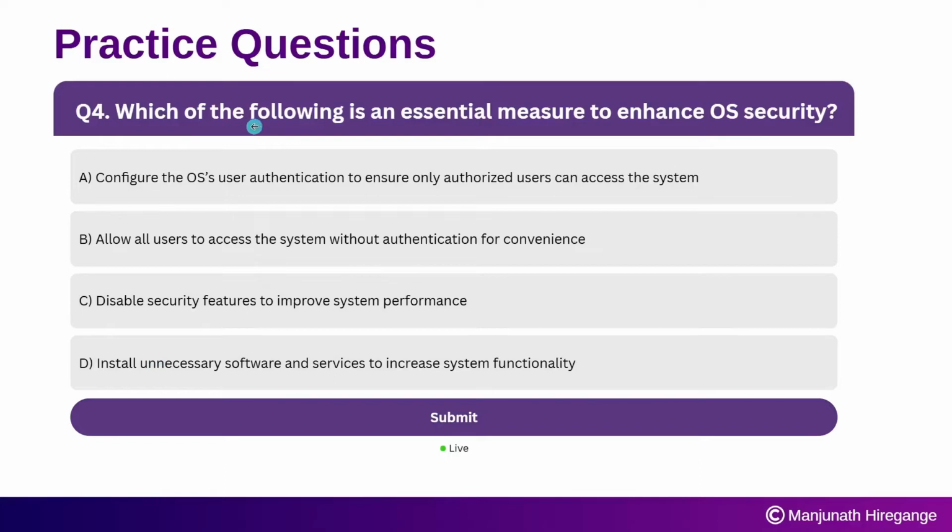Question number 4. Which of the following is an essential measure to enhance OS security, operating system security? Configure the OS user authentication to ensure only authorized users can access the system. Allow all users to access it without authentication for convenience. Disable security features to improve system performance. Install unnecessary software and services to increase system functionality.